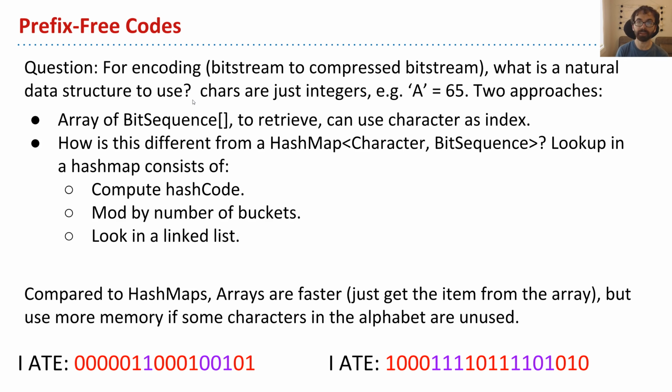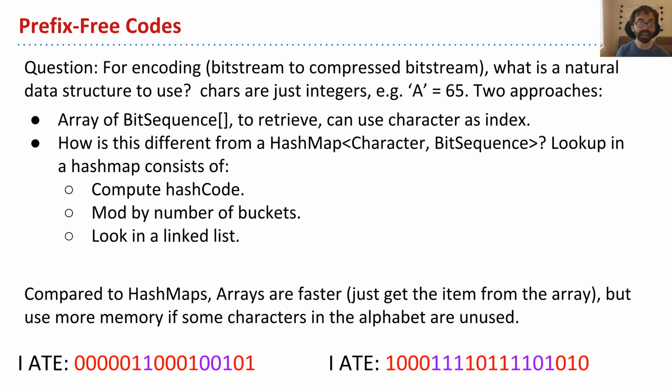The basic thinking here is that every character is, of course, just an integer. Like the letter A is the number 65. So if we have an array of bit sequences and we want to know what goes with A, we just go to the 65th entry of that array and get it back. So just keep in mind that an array is really a map from an integer to some kind of other object, and it could be a little more efficient. The difference is that with an array, when I want to get back the bit sequence going with the letter A, it's just a lookup. Whereas with a hash map, I would need to compute the hash code, mod by the number of buckets, look in some kind of linked list, so it'll just be a little slower. Or a tree map, similar. You'd have to traverse some kind of tree.